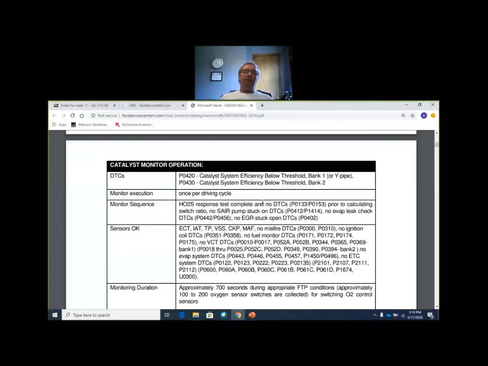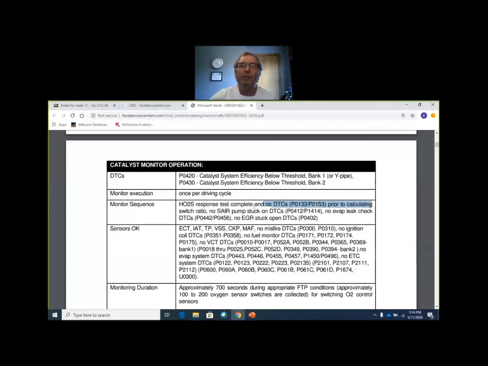Or a P0430 if we have a catalyst efficiency problem on bank 2. How often does this monitor execute? Once, and then it won't happen again until you park it and drive it again. What's the sequence? Well, first, the oxygen sensor response test has to be complete, right?